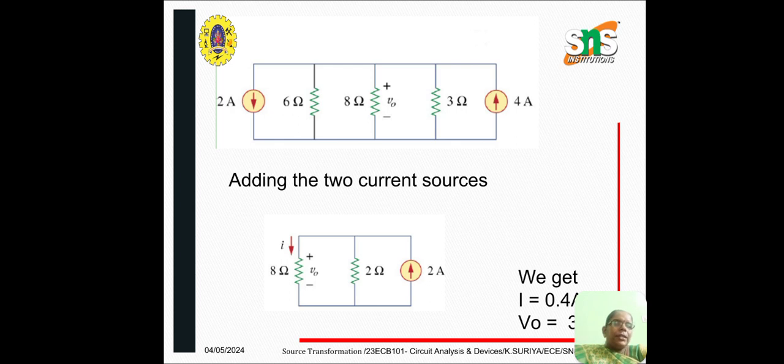And the voltage V0 is equal to I into R. So 0.4 into 8 ohms.